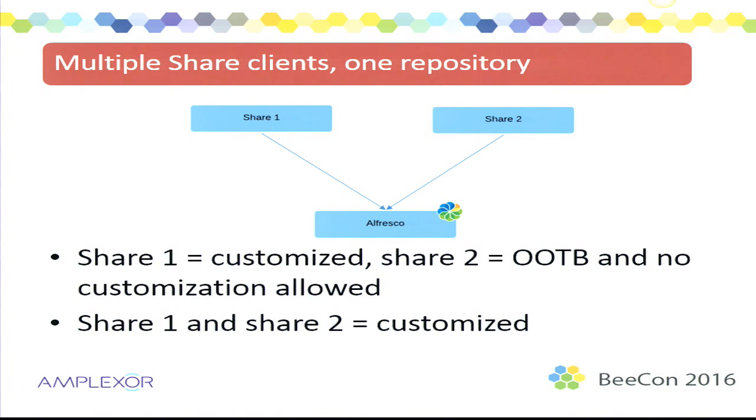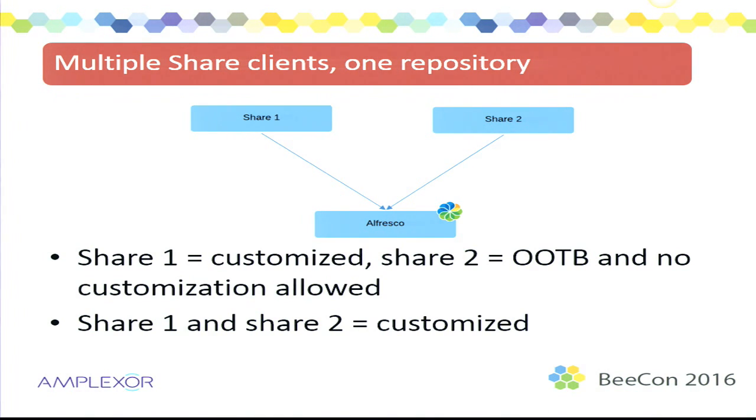Now within that company, there is a department which does have a specific business case. For example, case management, contract management, stuff like that. And to implement that solution, customizations are needed to the Share client. The company already has Alfresco, decides, okay, we're going to implement case management on Alfresco, but customizations are needed. Second scenario, there are two departments within that company, both with their own business case, both needing a separate customized Share client. So we have two Share clients, both customized.